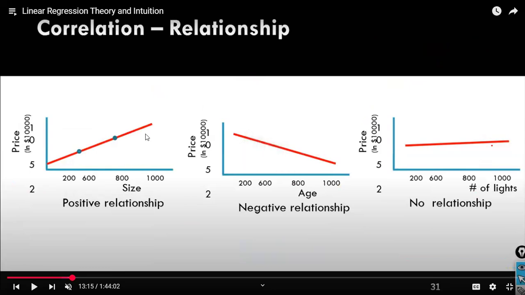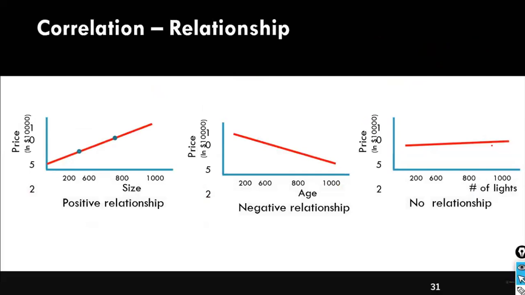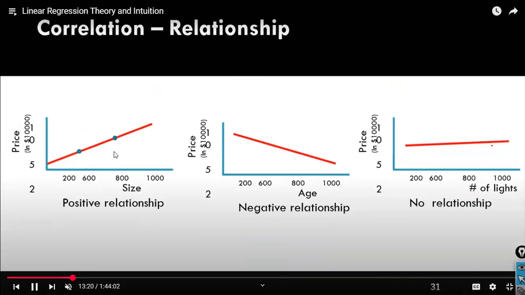Okay, next, let us understand the types of relationship. Here I have plotted two quantitative, numerical variables: size on the x-axis, price on the y-axis; age on the x-axis, price on the y-axis; and number of lights and price. Okay, different input features like size, age, and number of lights. I plotted three different charts with the feature on the x-axis and price on the y-axis.